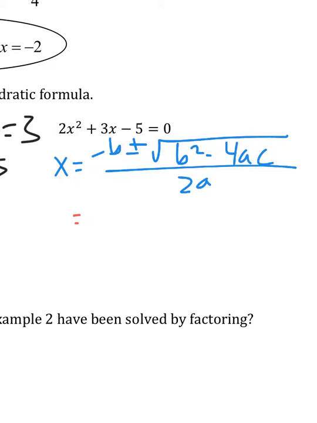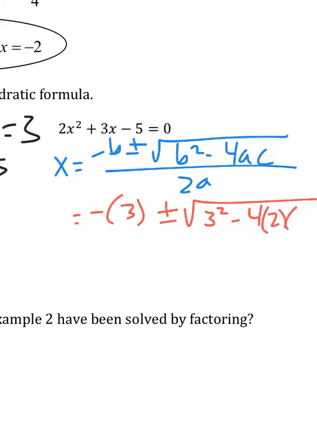Okay. We've got negative 3 plus or minus square roots 3 squared minus 4 times a times c all over 2a. Oh, my c is wrong. C is negative 5, right?